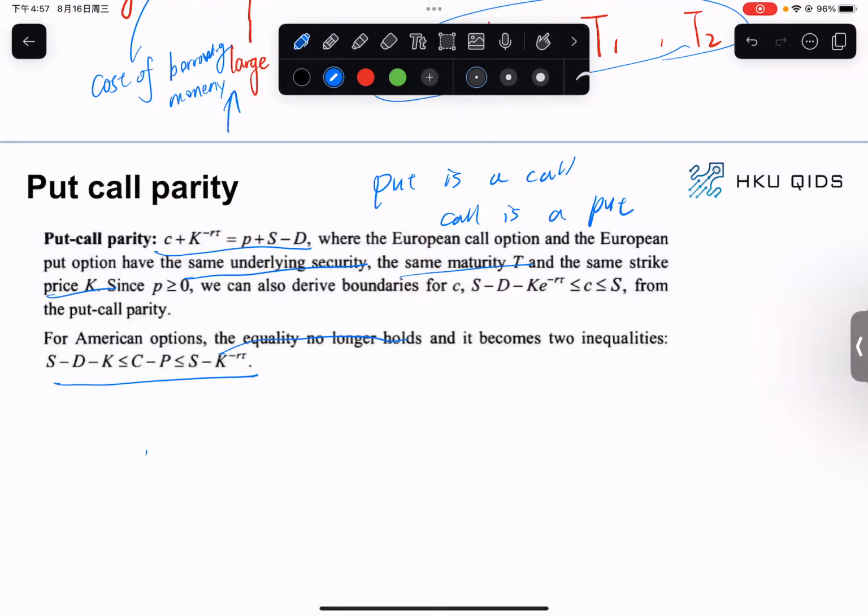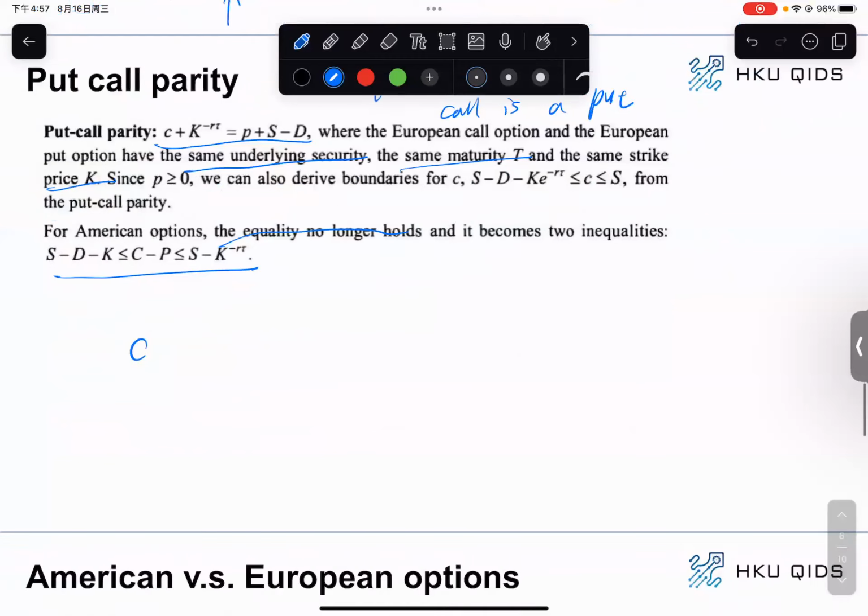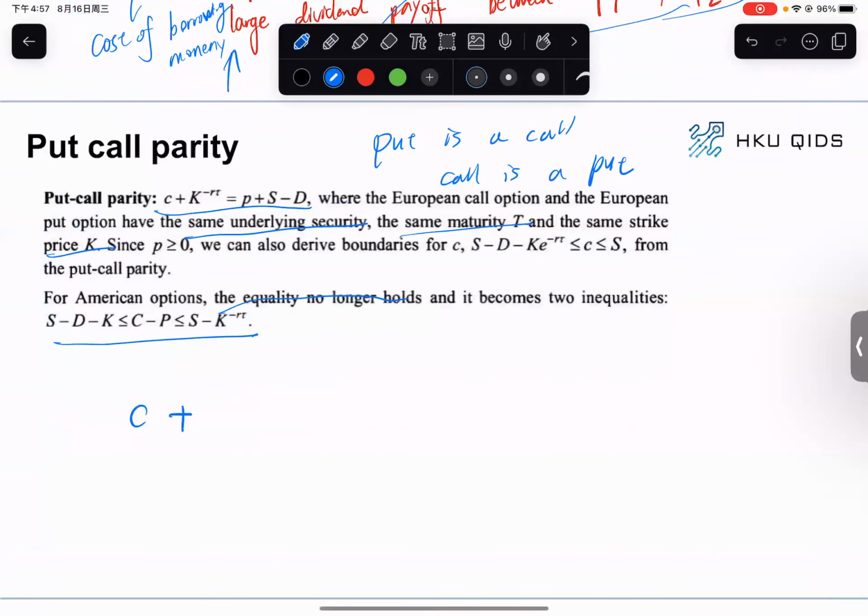So basically, it is just like the call price plus the discounted cash flow of the strike price will be equal to the put value plus the stock price minus the dividend paid. Okay.